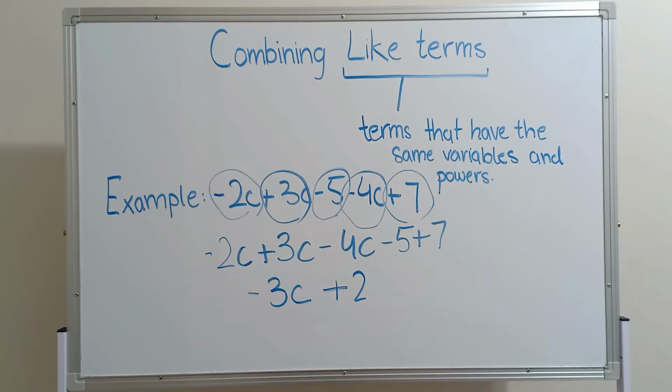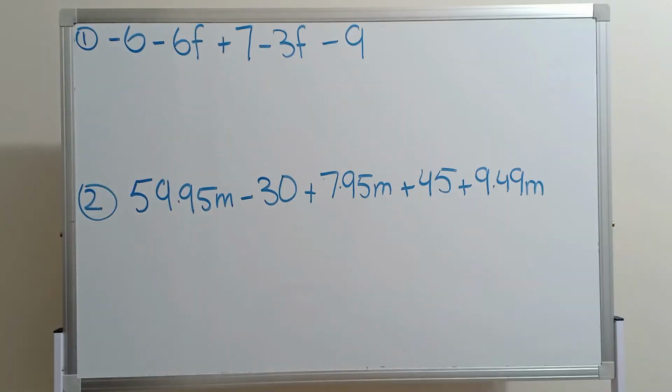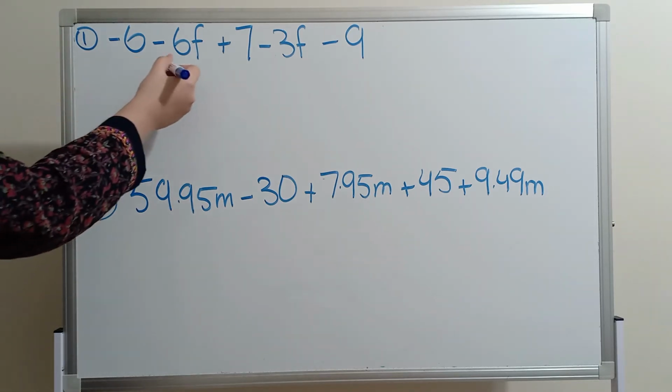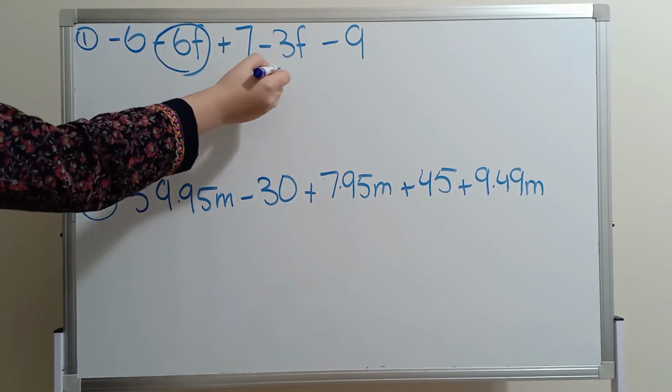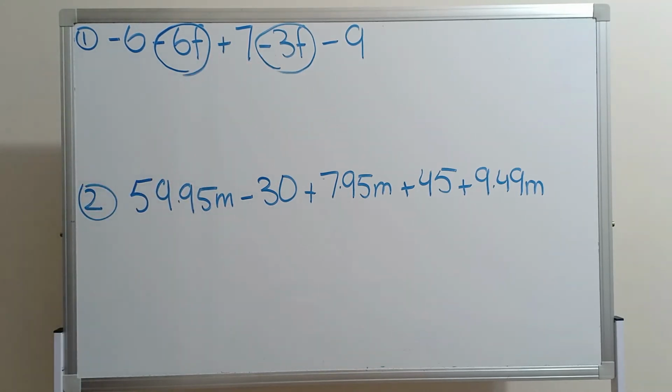Now let's move on to doing more questions like this. Here we have our first question. It says negative 6 subtract 6f plus 7 subtract 3f subtract 9. First thing, we need to make sure we always check how many variables there are, because in other expressions we might have more than one variable. Here we only have one variable, which is f. Let's circle the like terms first. We have negative 6f as the first like term and negative 3f as our second like term.